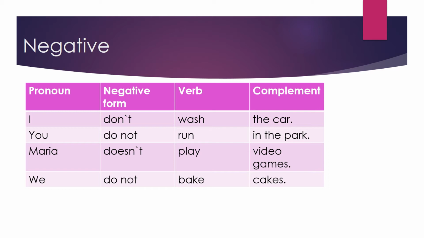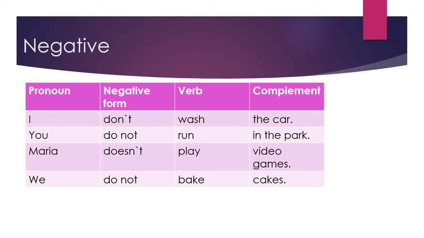Remember that we have 2 negative forms. We have don't for first person and we have doesn't for third person. So the negative form we have 2, don't or doesn't. And we have the full form, which is do not, or we have the contracted form, which is don't. The same with doesn't or does not.